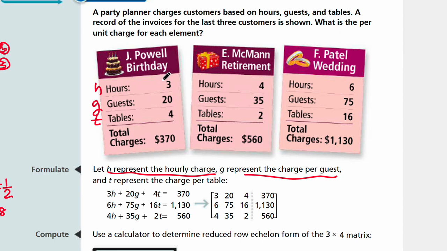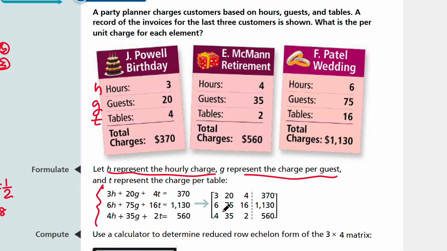So 3 hours times the dollars per hour plus 20 guests times the dollars per guest plus 4 tables times the dollars per table would equal 370 for Powell's birthday. And then we can write similar equations for retirement and the wedding party. So that would be this set of equations.